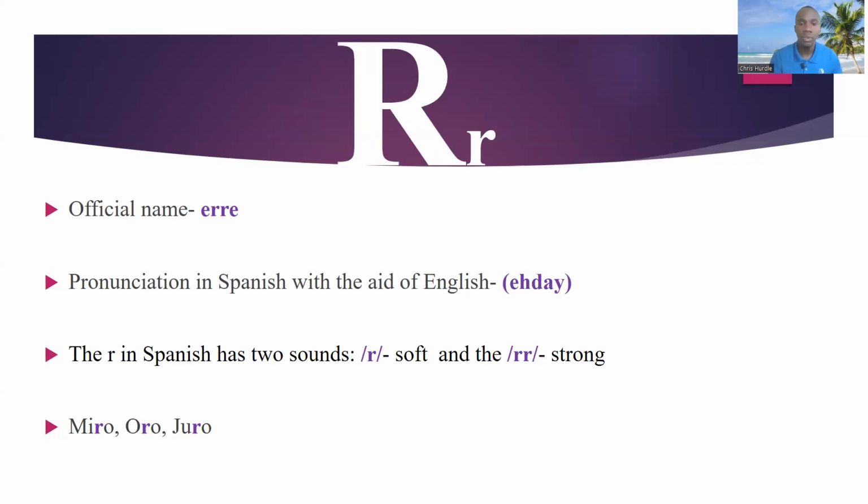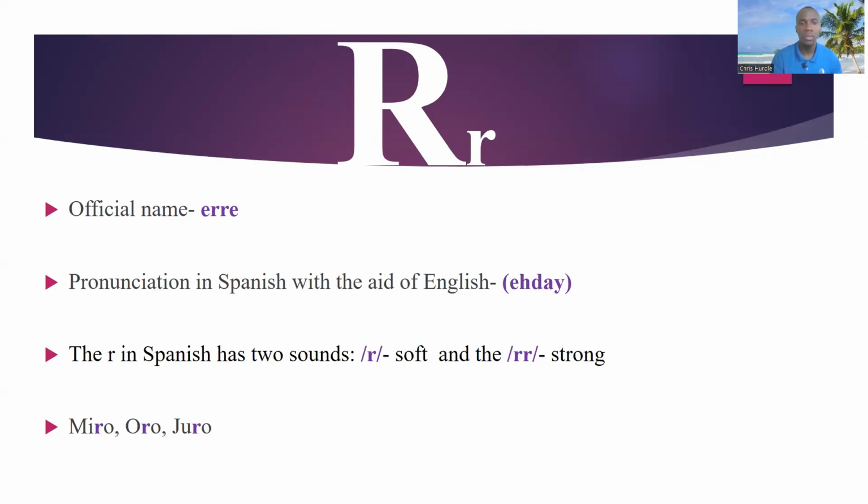So the R has two sounds. It has a soft sound and it has a strong sound. But this one would be soft. The strong sound would be a future lesson, because depending on where the R occurs within a word, it will either be soft or it will be strong. Okay? But these are examples of the soft R.